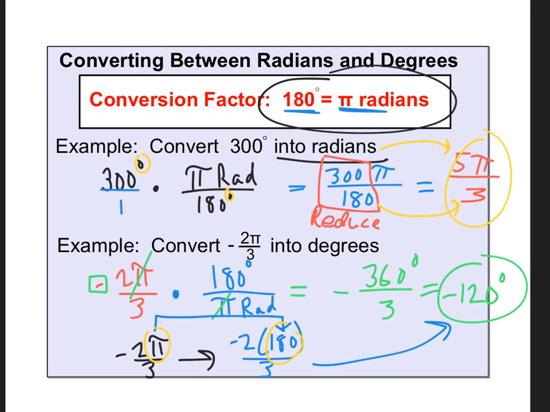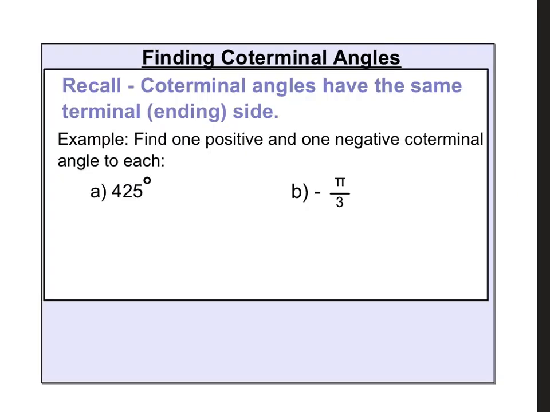One final thing in this section, we already talked about it a little bit, but let's do another example, finding those coterminal angles. Coterminal angles are angles that have the same ending side. And visually, let's see what's happening real quick.